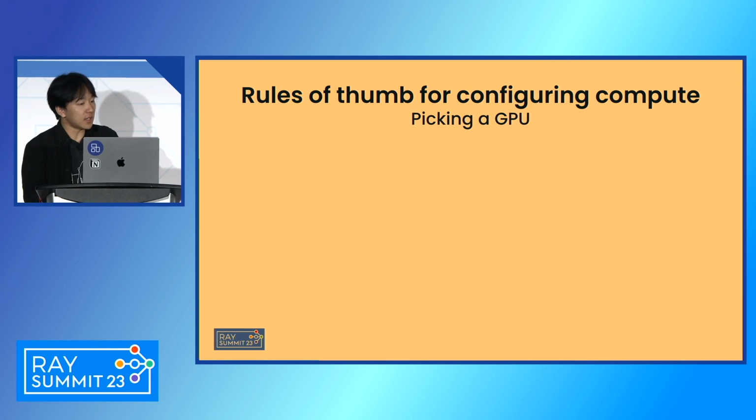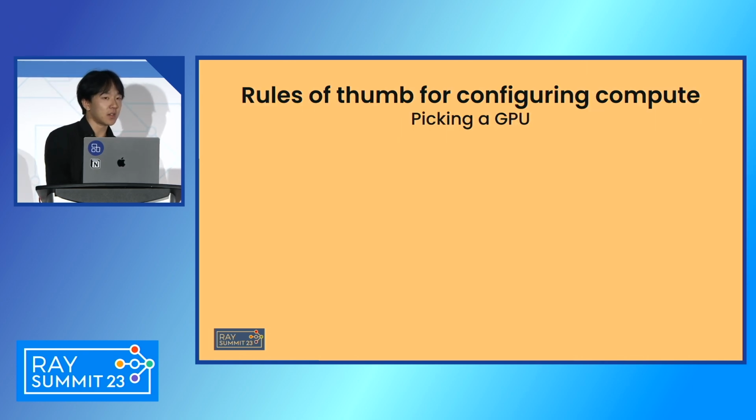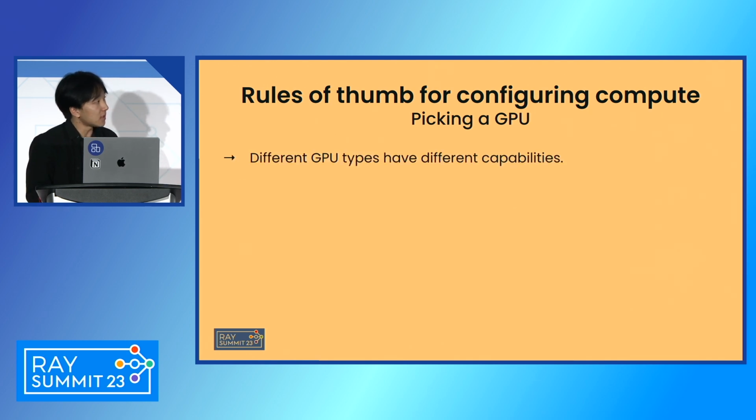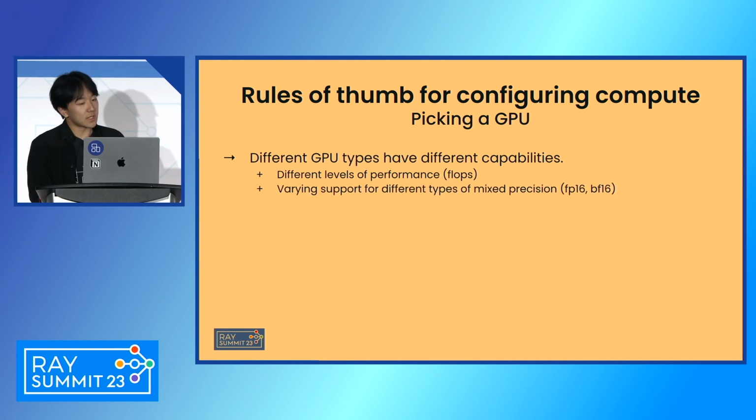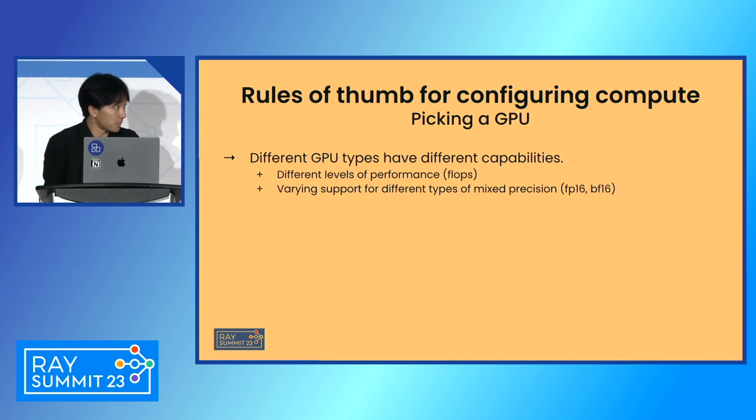Okay, so I'll start off by giving some rules of thumb for configuring your compute. This is the first question in green over here. The first topic that people naturally go to is, how do I pick a GPU? Different GPUs have different capabilities, and so they have different levels of performance. I might want to pick a better performing GPU that will decrease the time for my training, but it will also be more expensive per GPU hour. Different GPUs also have different support for mixed precision training, and this will be more important when you want to utilize mixed precision training in large language model training.